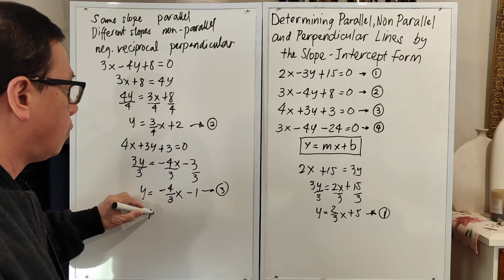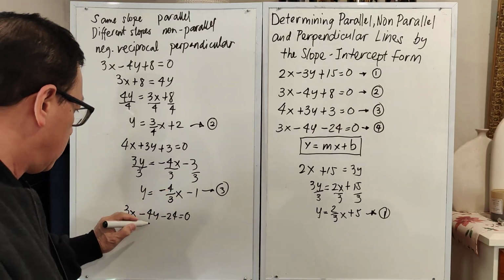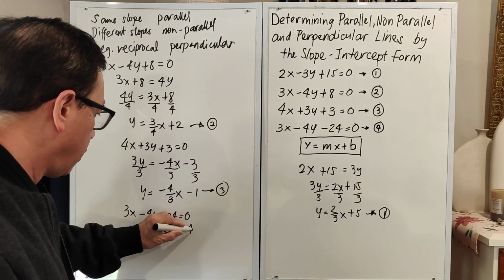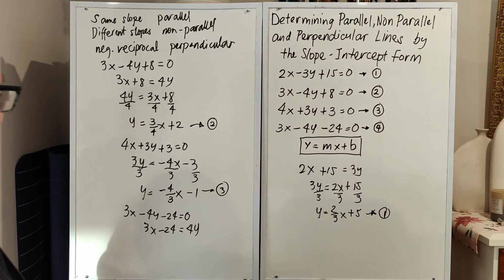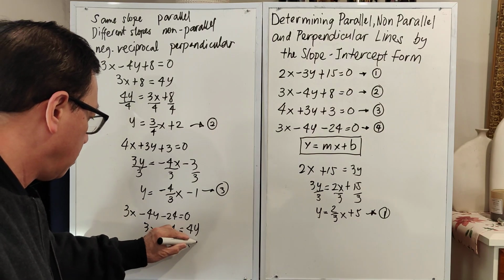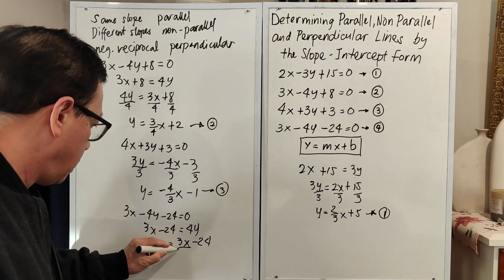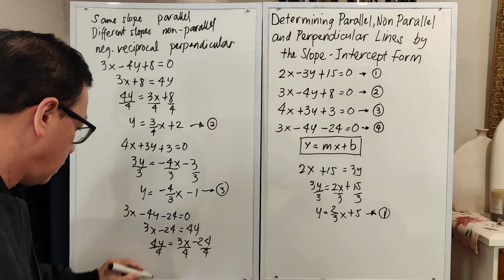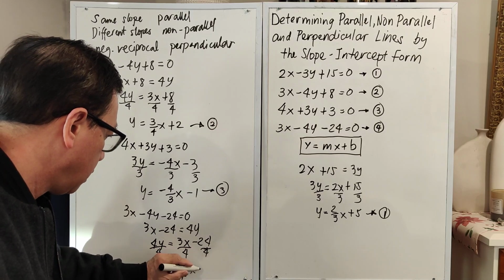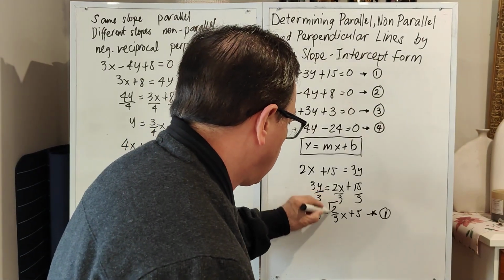And then equation 4, 3x minus 4y minus 24 is equal to 0. Move this 4y to the other side. 3x minus 24 is equal to 4y. 4y is equal to 3x minus 24. So divide by the coefficient of y. So y is equal to 3/4 x minus 6. So we will see all the slopes and compare.